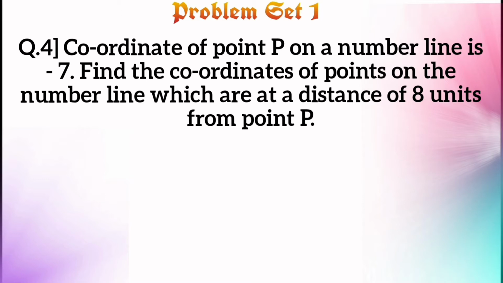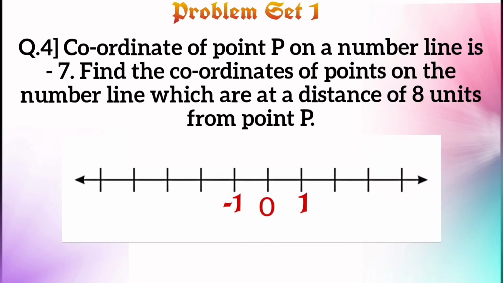So here one coordinate is given, that is P, and the coordinate of point P is -7, and we have to find the other coordinate. But the other thing given is the distance between the unknown coordinate and the coordinate of point P. So we have to find the unknown coordinate with the help of that distance given, that is 8 units. So let's see how we will do that.